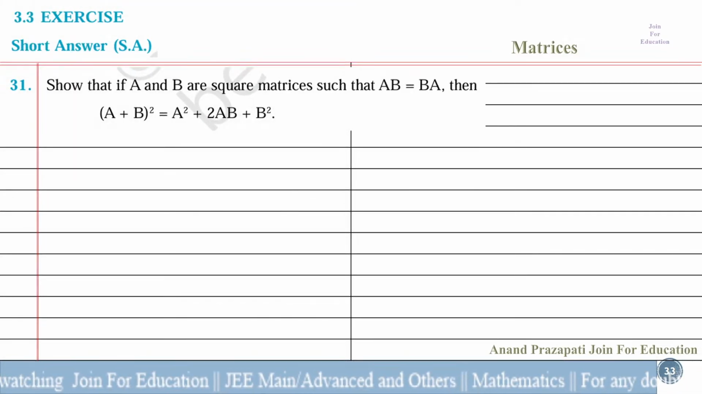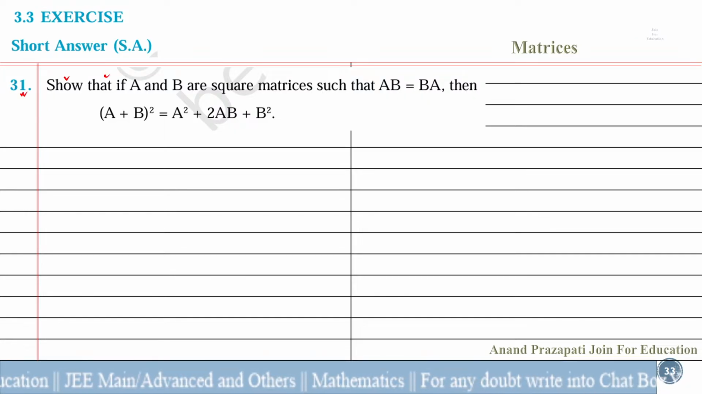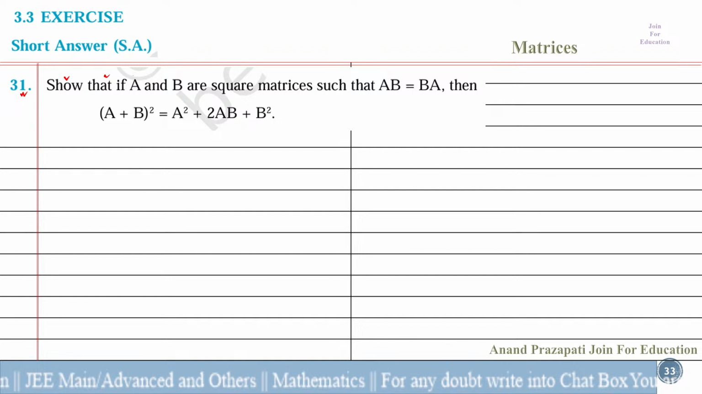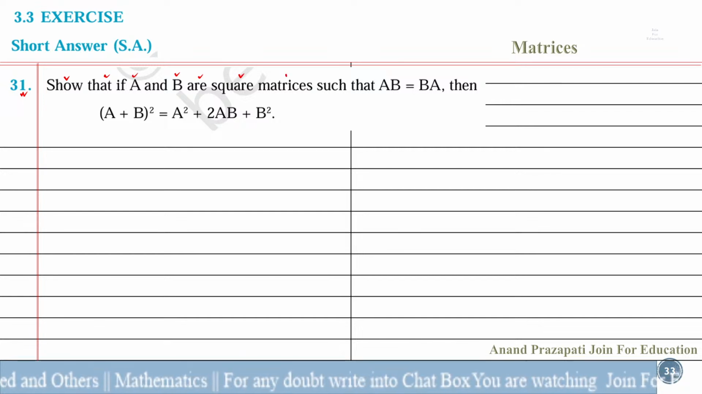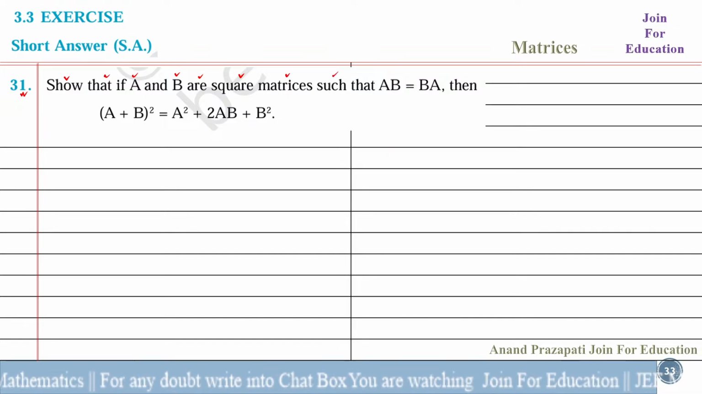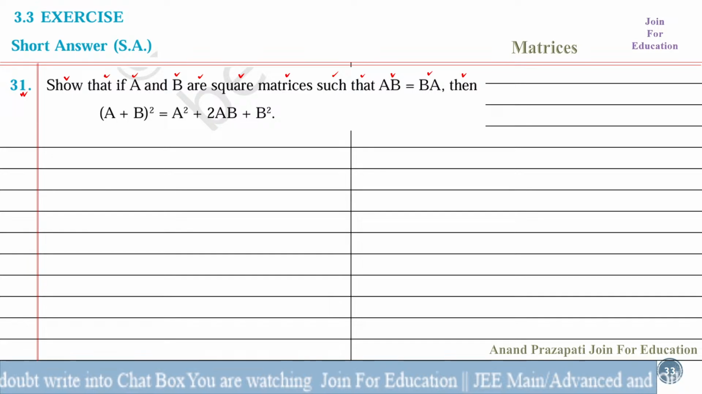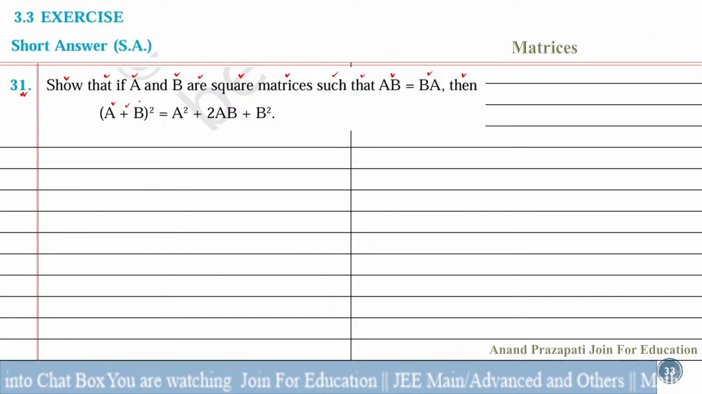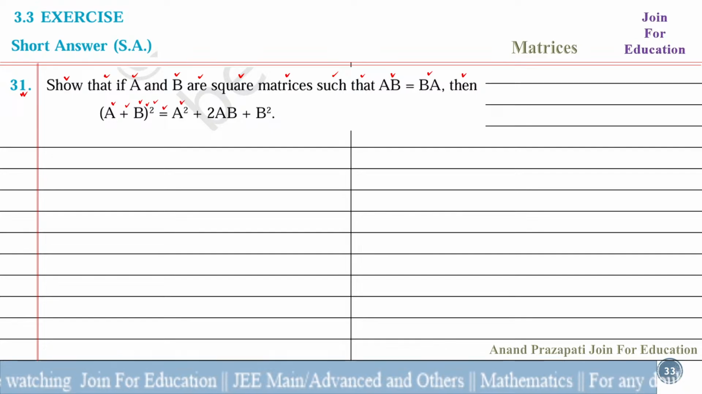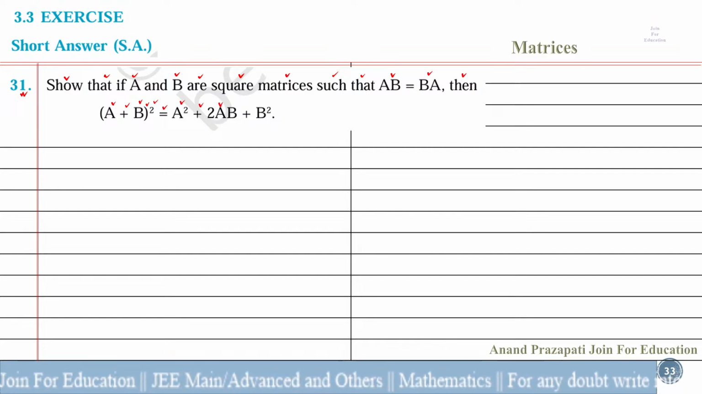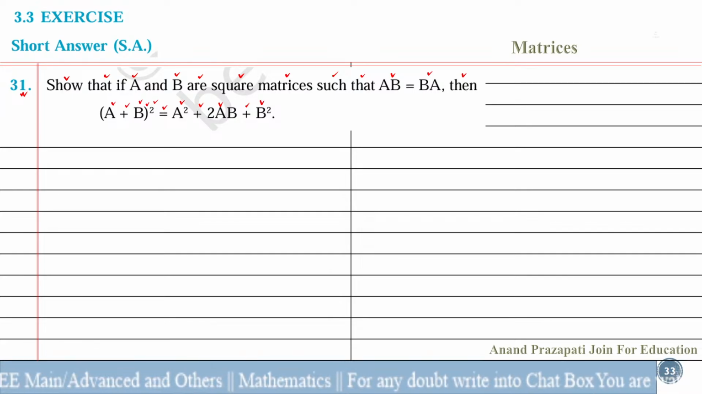Let's see question number 31. If A and B are square matrices such that AB equal to BA, then (A plus B) whole square equal to A square plus 2AB plus B square. Let's see the solution of this question.